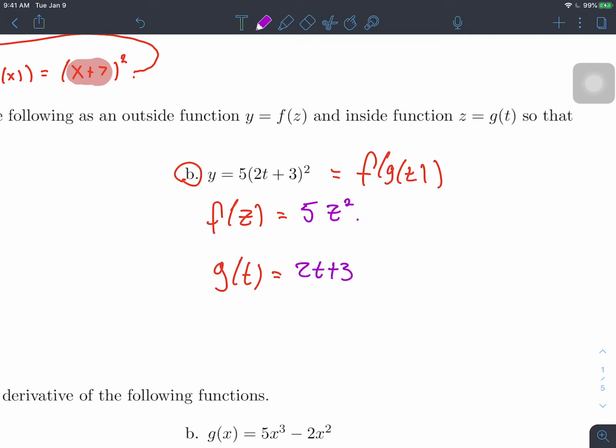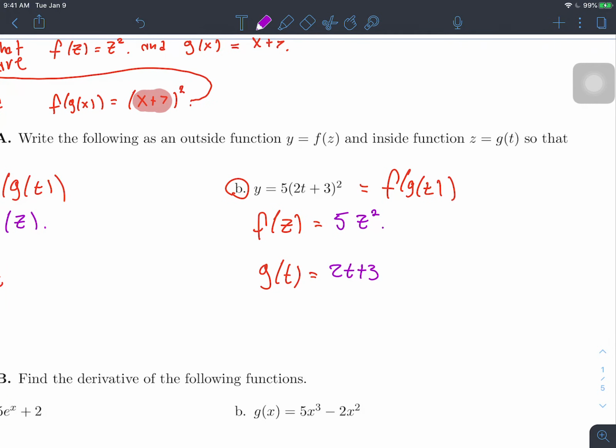So you were nearly there. We just need to have a little bit of a variable there so that we can plug in the 2t plus 3. So 2t plus 3 here in our original equation is taking the place of z. Okay? All right, thank you both for volunteering your answers.